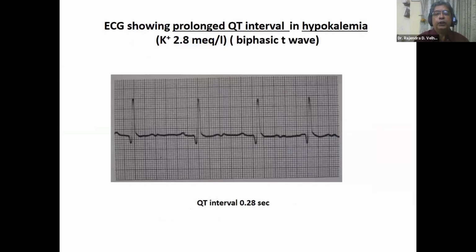Now there is a prolongation of the QT interval because of hypokalemia. You can see the small biphasic T wave, and the QT interval measures 0.28 seconds. So this is prolongation of the QT interval because of hypokalemia.